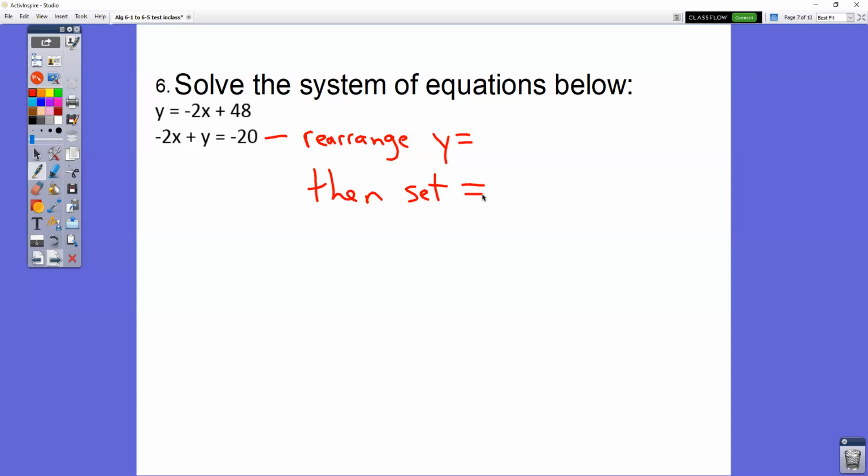Go ahead and do question number six, please. Rearrange that bottom equation for y equals first by getting the y all by itself, and then set the two equations equal to each other. Solve for both x and y.